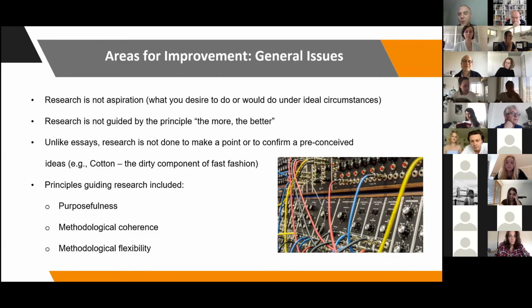Good. And you don't do research to make a point. I have an example here. You do research to gain knowledge or to address a gap. That's what you do research for. You want to produce new knowledge. Sometimes we have a hypothesis and the data confirm or disconfirm that hypothesis, but it's not done to make a point.